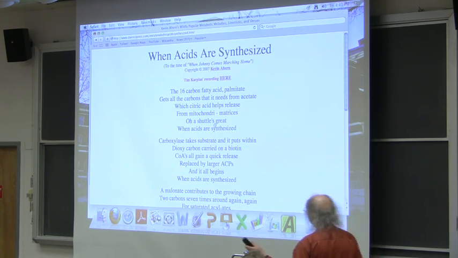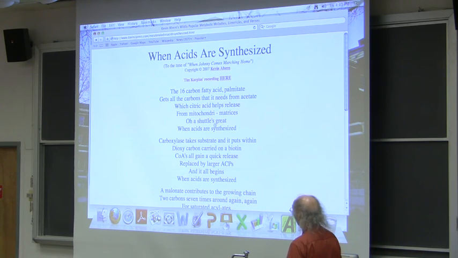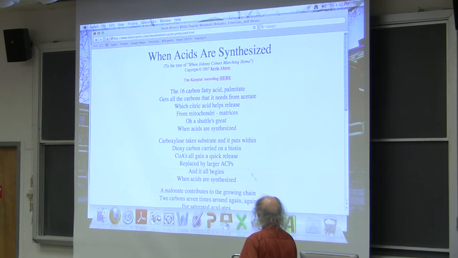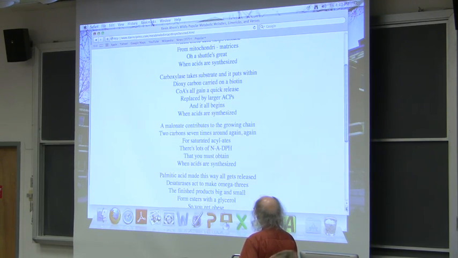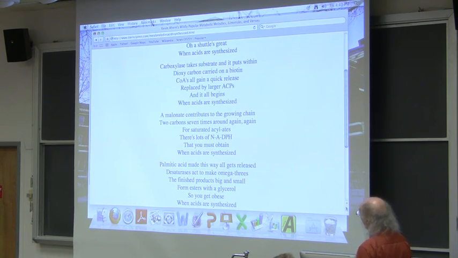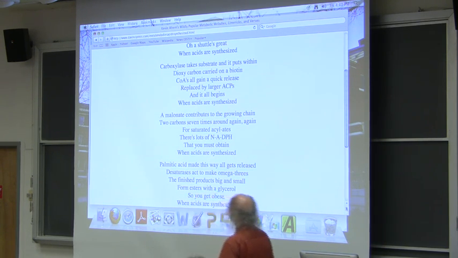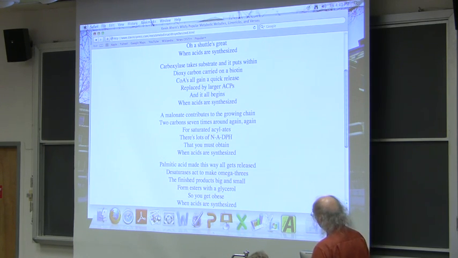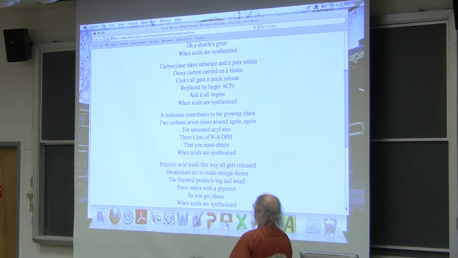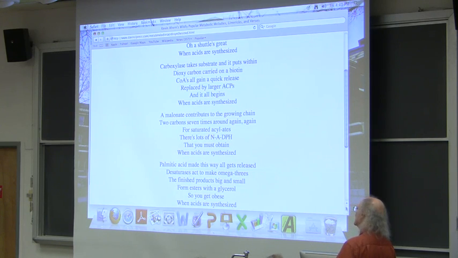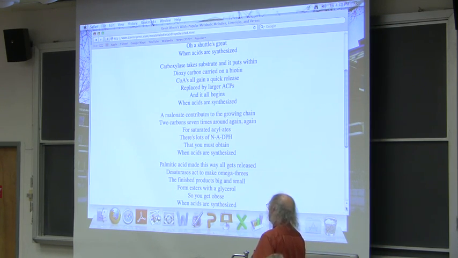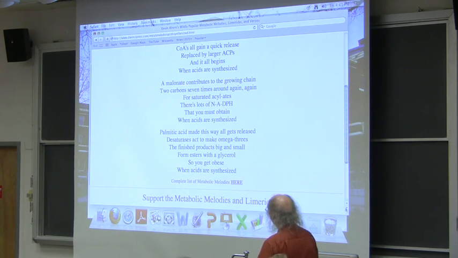So, the 16-carbon fatty acid palmitate gets all the carbons that it needs from acetate, which citric acid helps release from mitochondria matrices. Oh, a shuttle's great when acids are synthesized. Carboxylase takes substrate and it puts within. Dioxycarbon carried on a biotin. CoAs all gain a quick release replaced by larger ACPs, and it all begins when acids are synthesized. A malonate contributes to the growing chain. 2 carbon 7 times around again. For saturated acylates, there's lots of NADPH that you must obtain when acids are synthesized. Palmitic acid made this way all gets released. Desaturases act to make omega-3s. The finished products, big and small, form esters with a glycerol, so you get obese when acids are synthesized.